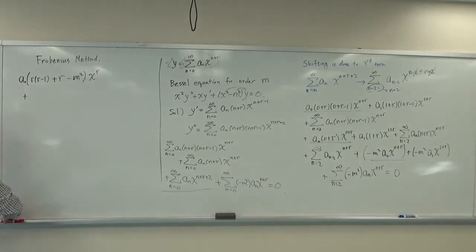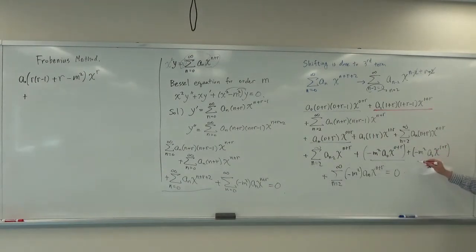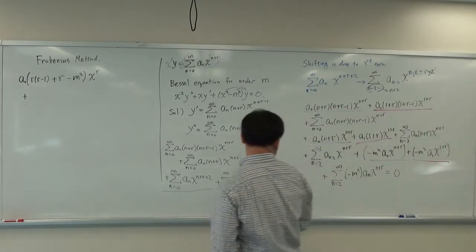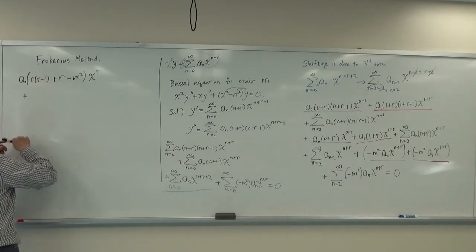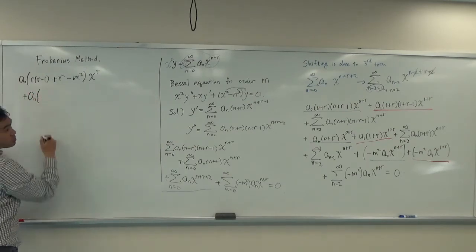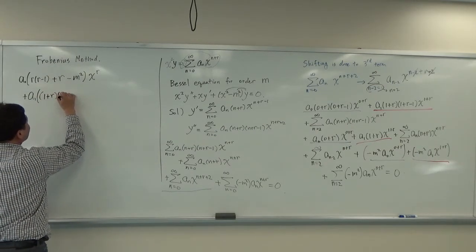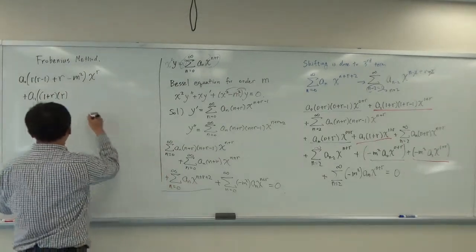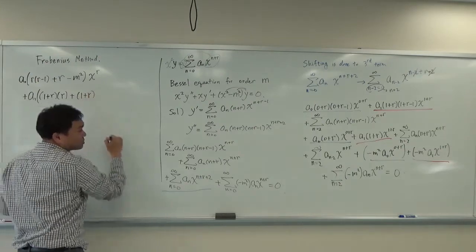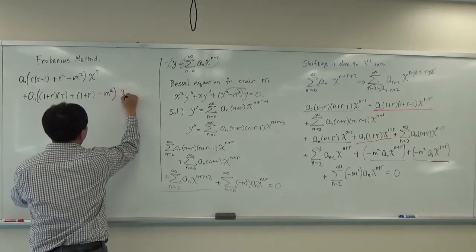Plus, now let's look for the ones that have x to the 1 plus r. There's one here, there's one here, and there's also one here, okay? Again, these also have a1 as a common factor, so let's factor that out as well. If I factor out the a1, you have 1 plus r, and then r, and then 1 plus r as well, and then minus m squared, x to the 1 plus r.